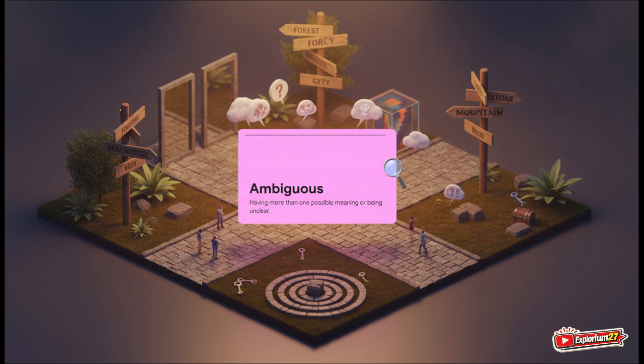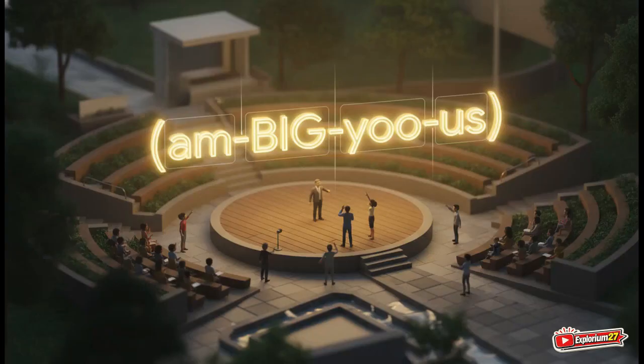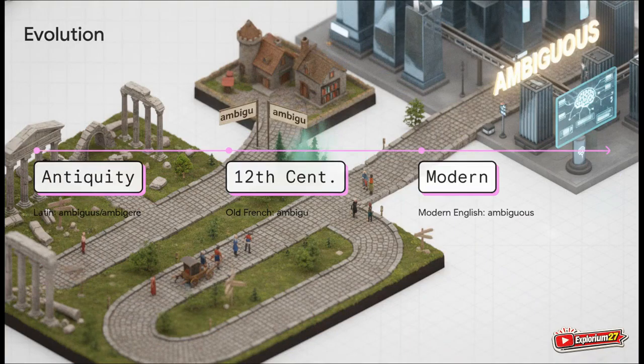Imagine arriving at a crossroads where the paths blur together and the signs point in two different directions at the exact same time. That is ambiguity in a nutshell. Before we get any deeper, let's make absolutely sure we've got the pronunciation locked in. It's pronounced ambiguous. Now, the history of this word is genuinely fascinating.